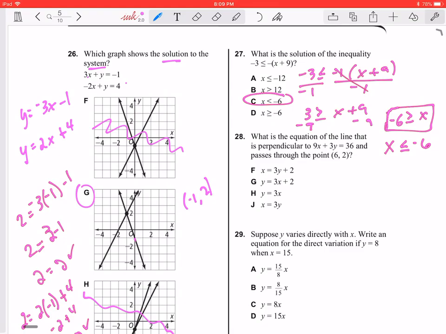You want to make sure that you pay attention to that when you switch it, you're going to have to change your inequality again.